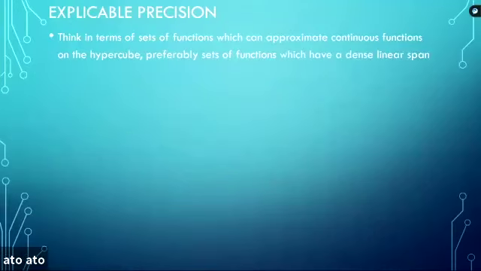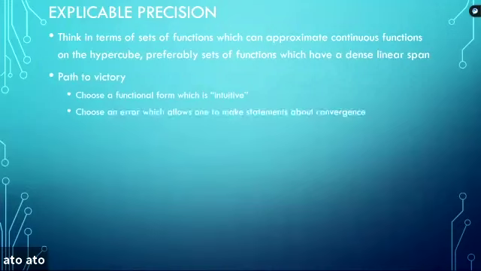Okay, and this leads to the idea of explicable precision. So, like I said, we have to think in terms of functions which are continuous on the hypercube. What's the path to victory? Well, you choose a functional form which is intuitive. What do I mean by intuitive? Well, this is where we get to the question of model opacity, right? So, people often refer to neural networks or random forests as black box techniques.